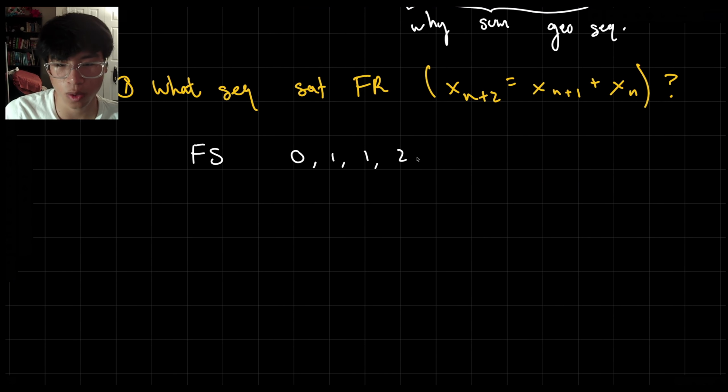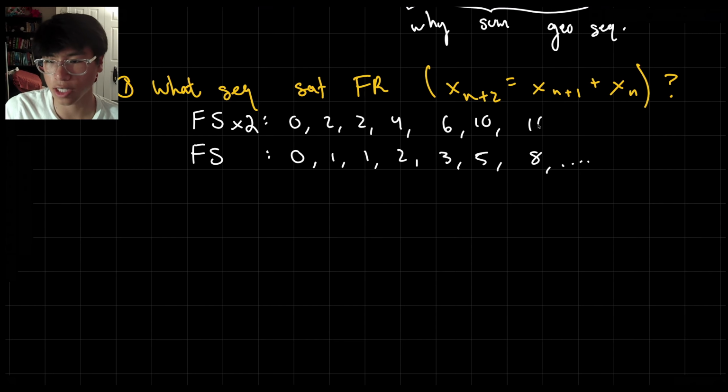Clearly, we already know that the Fibonacci sequence satisfies this: 0, 1, 1, 2, 3, 5, 8, and so on. Another sequence that satisfies it is we can take the Fibonacci sequence and multiply it by 2. Doing this, we get 0, 2, 2, 4, 6, 10, 16, and so on. Clearly, scaling a sequence that we previously had will result in a new sequence that satisfies the Fibonacci recurrence. What else can we do? We can also just generate an entirely new sequence.